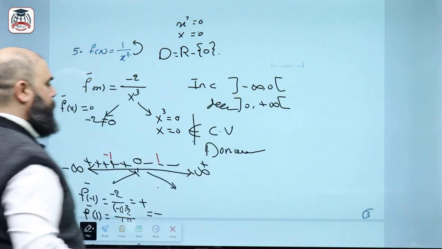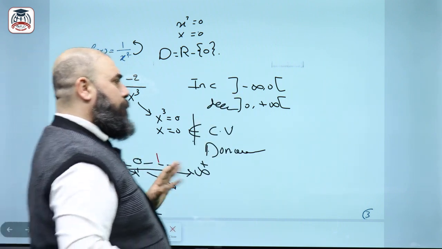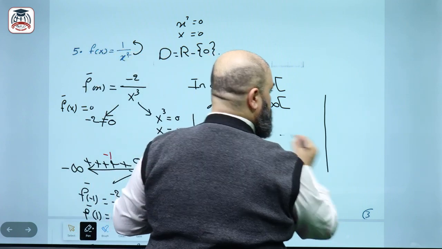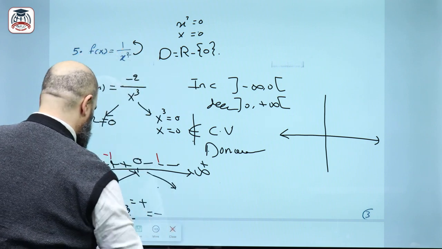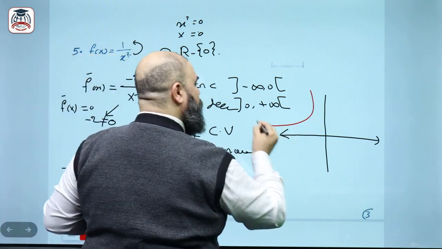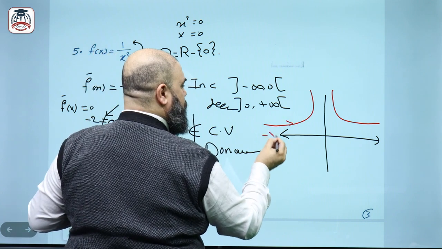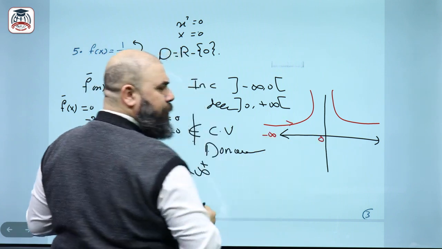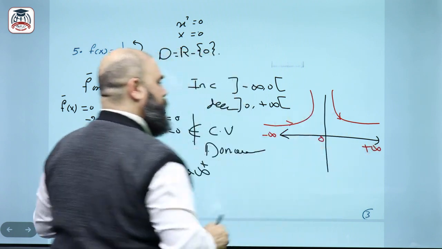And we can answer this example by using the graph. The graph of this function is like this: increasing from negative infinity until 0, and decreasing from 0 to positive infinity.